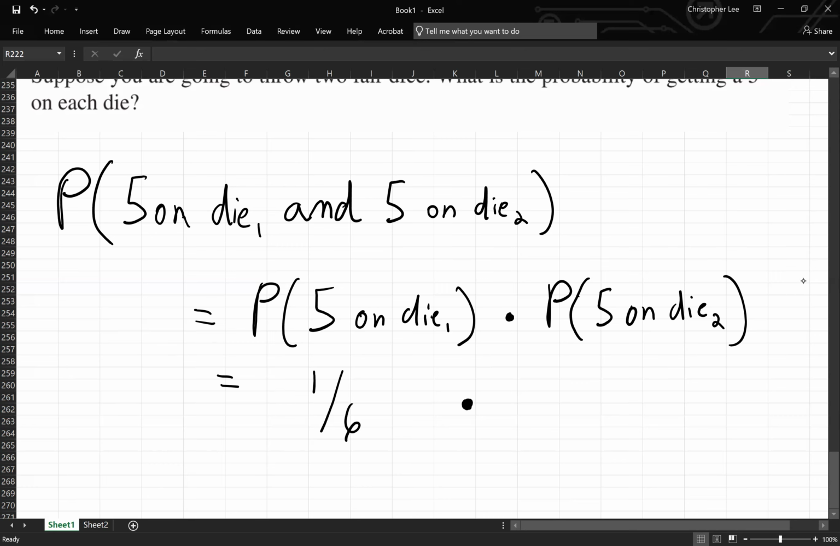Now let's talk about the second die. What's the probability of getting a 5 on the second die? 1 out of 6. And then you just multiply these together. What's 1/6 times 1/6? Is that 2/6? No, 2/36? No, 1/36. There we go.